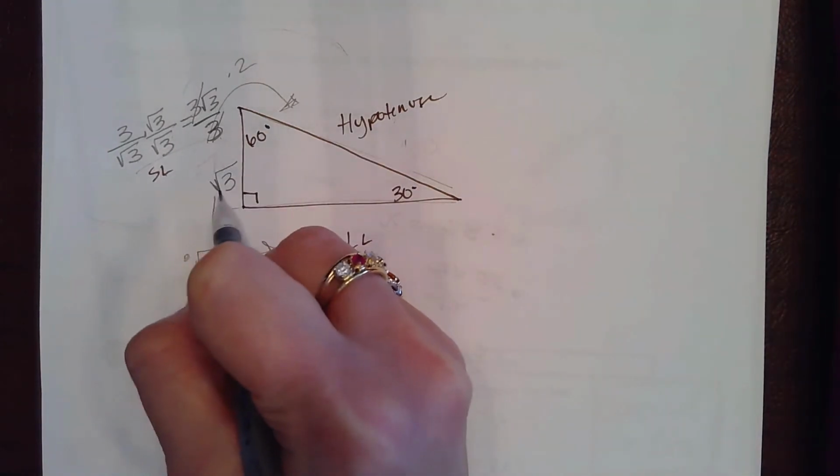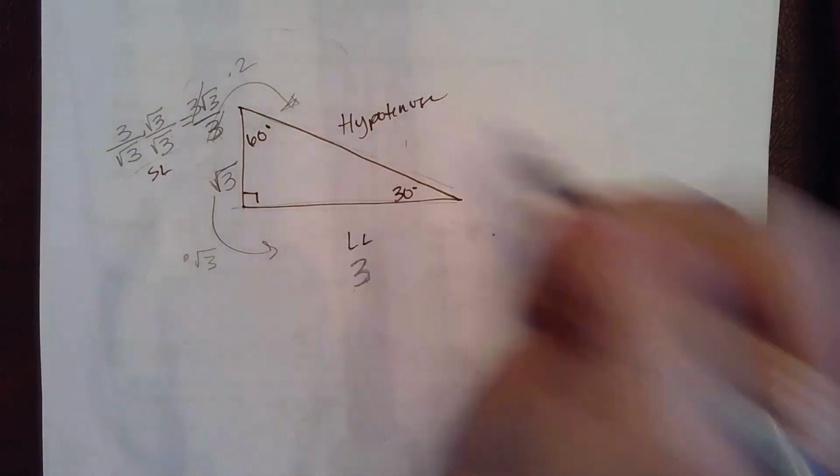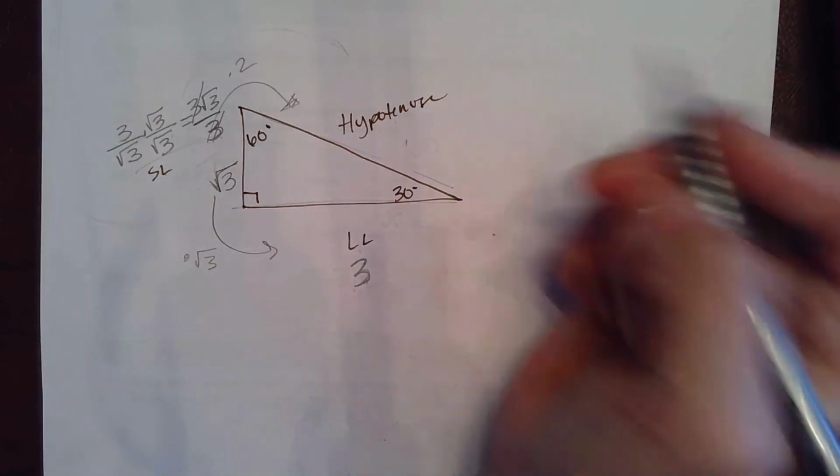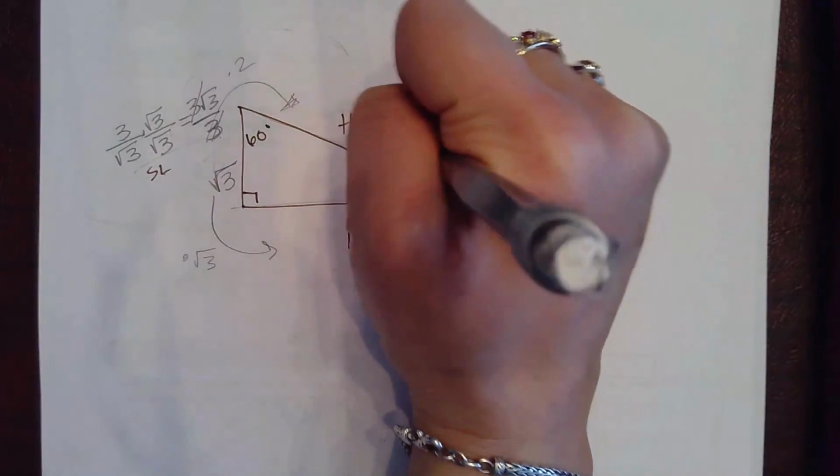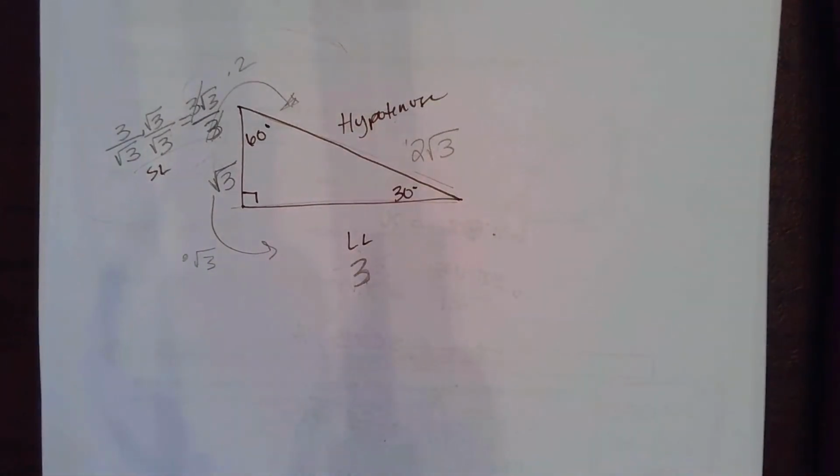All right, now that you know that this is root 3, get to your hypotenuse, you multiply by 2. So what's 2 times root 3? Well, it's 2 root 3. That's it.